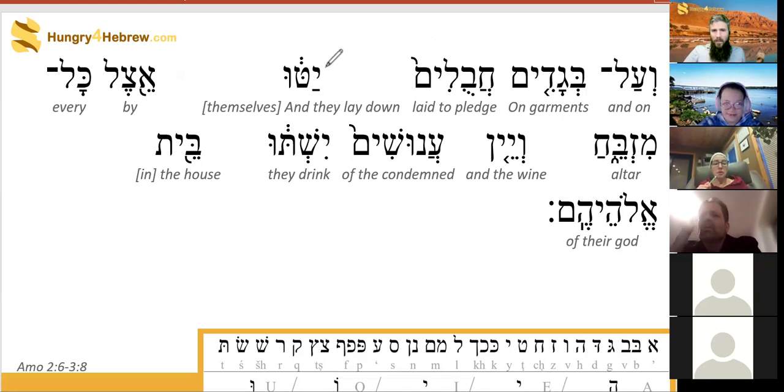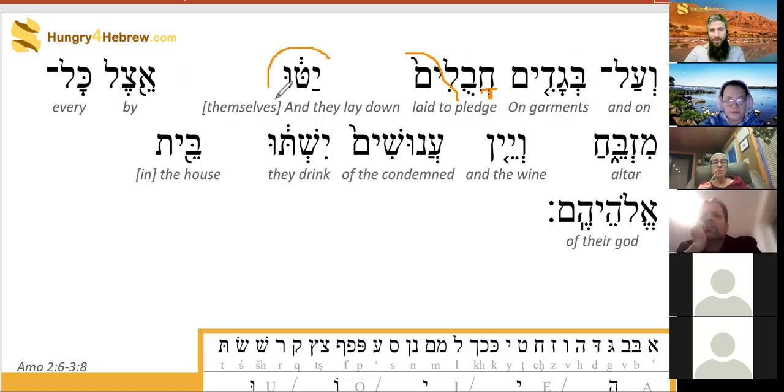Va'al begadim havulim. Oh, havulim. Yatu. All right, havulim. It is plural. What is havul? Anyone? Something that has been pledged. Very good. It's a passive participle. Something has been done to the garments. It has been pledged. Al begadim havulim, on garments that have been pledged.